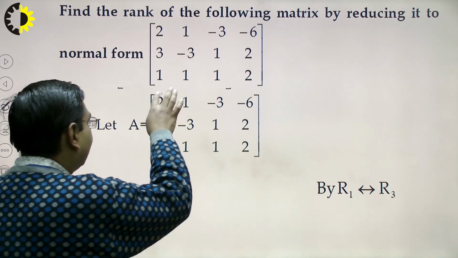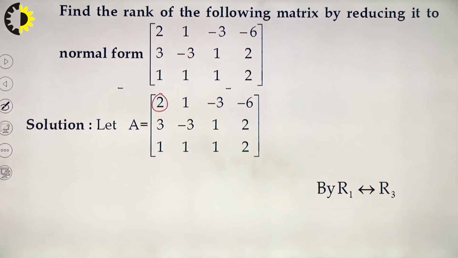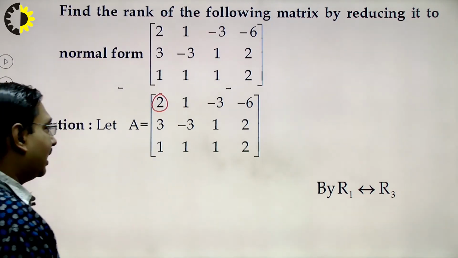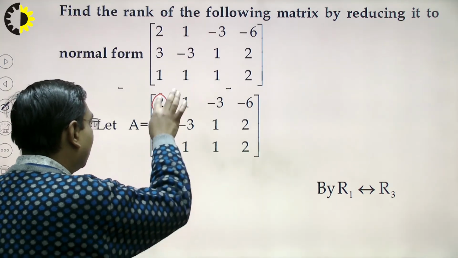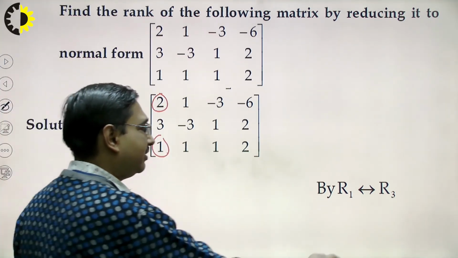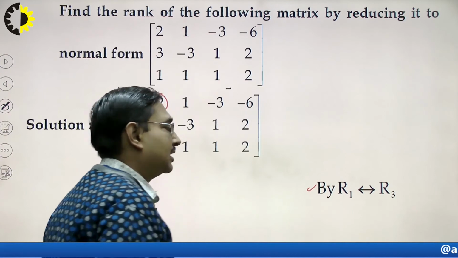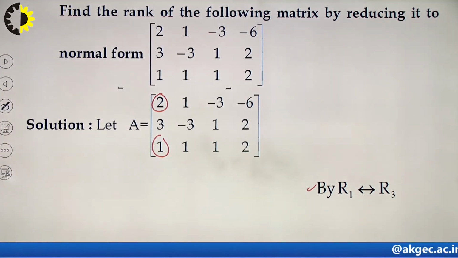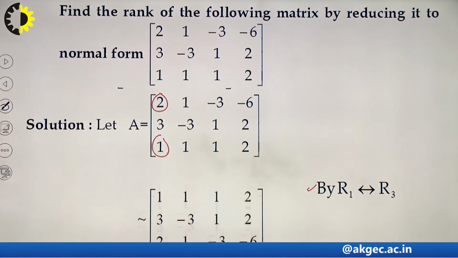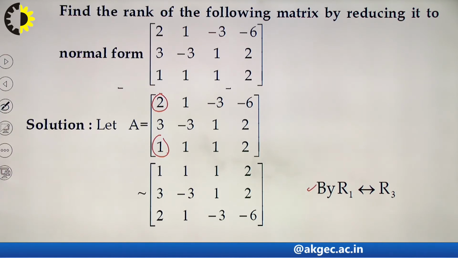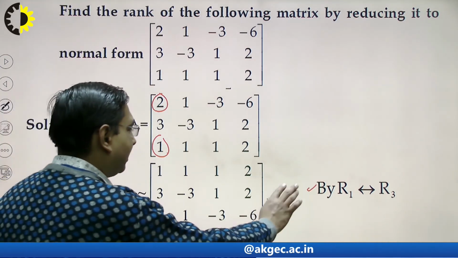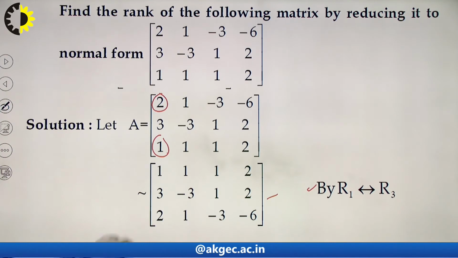First of all, this element is to be transformed to 1. So, I replace this 1 by 2, and this will be done through this transformation R1 interchanged with R3. When R1 and R3 are interchanged, this matrix will be obtained, and this first element is now 1.